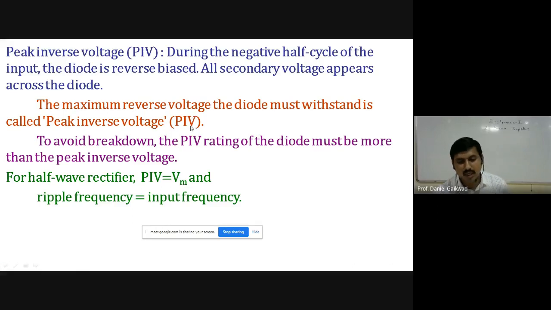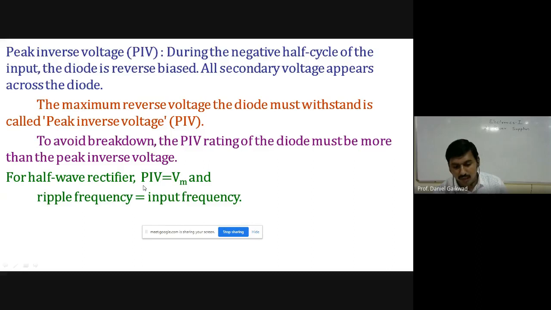The PIV and the current rating of any diode are already given in the specification of the diode. So up to 10 volt, the diode can handle that in reverse bias. To avoid breakdown, the PIV rating of the diode must be more than the peak inverse voltage. So the PIV rating must be greater than the reverse bias voltage. Suppose the reverse bias voltage is 9 volt and the PIV is 10 volt. In that case, the diode will run properly. Otherwise, there may be damage to the diode.